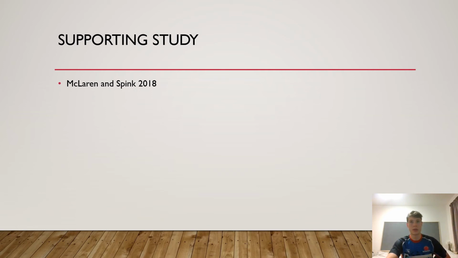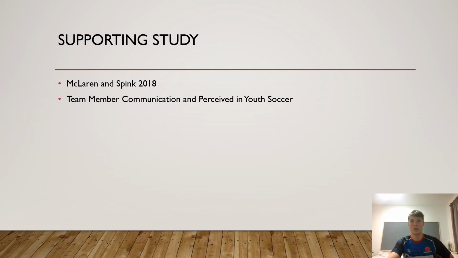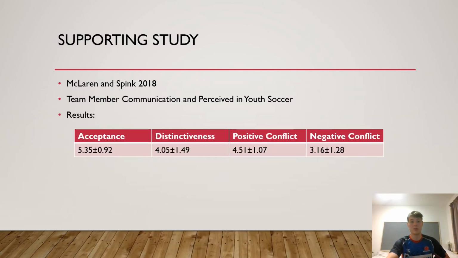To conduct their research, McLaren and Spink in 2018 used 139 elite youth soccer players aged between 13 and 17, with the mean age being 14.7 and a standard deviation of 1.7 years.